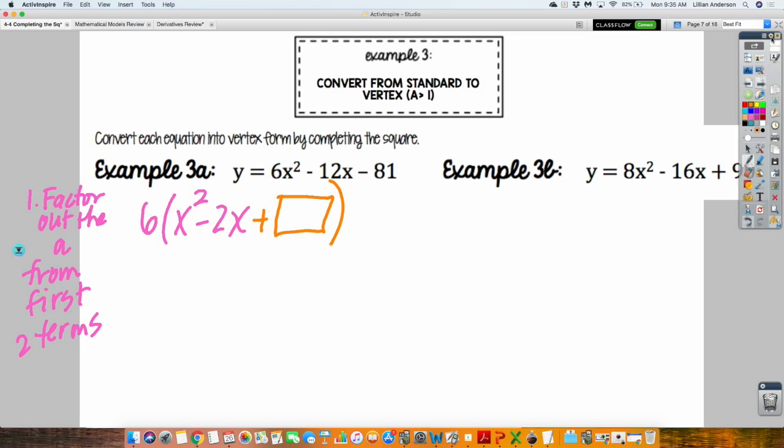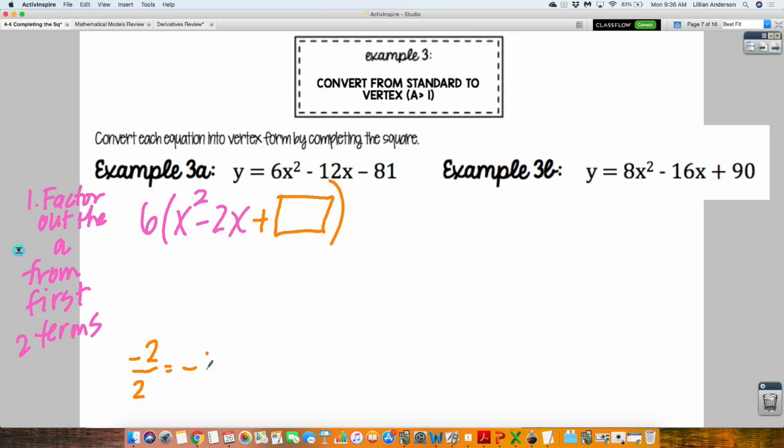Now I can complete the square. What is my new b? -2. And you always base it off of the new b after you factor it out. So what's half of b? -1. What do I do to that? Square it. What's -1 squared? 1.